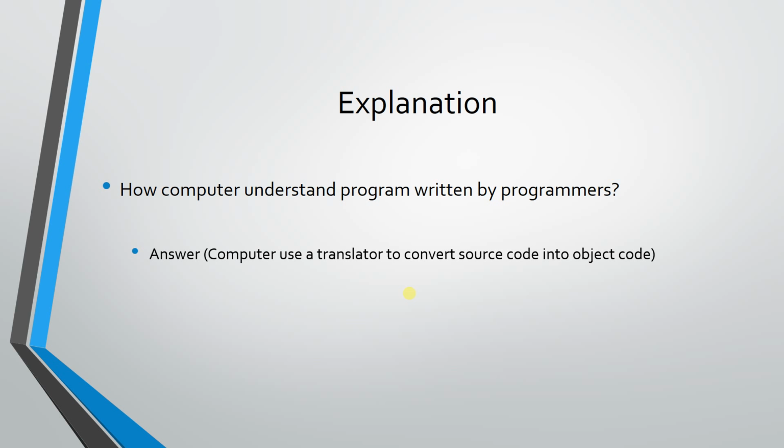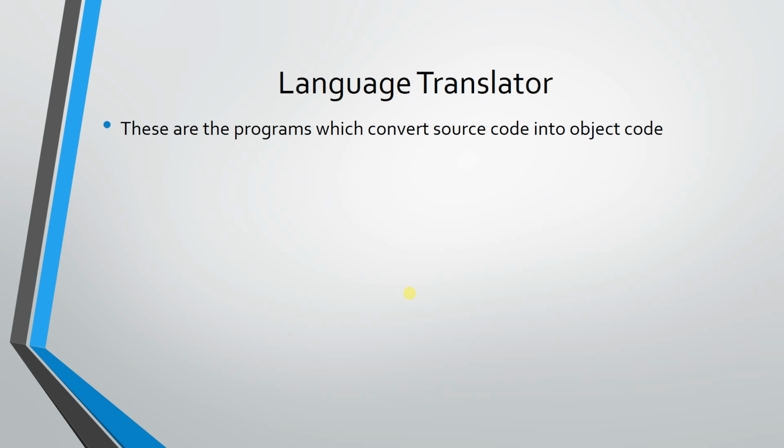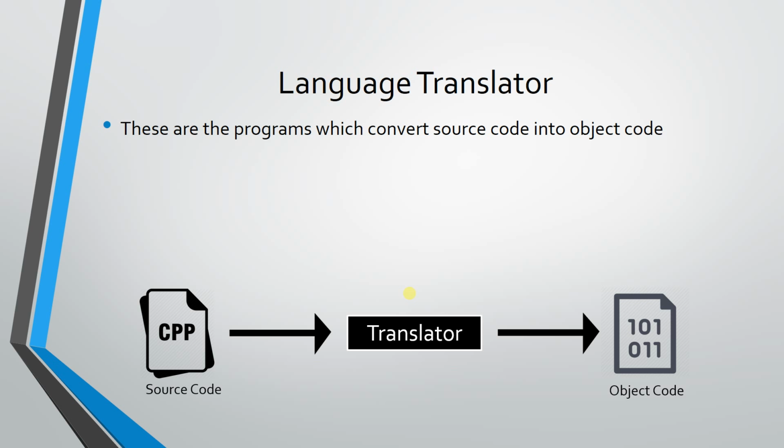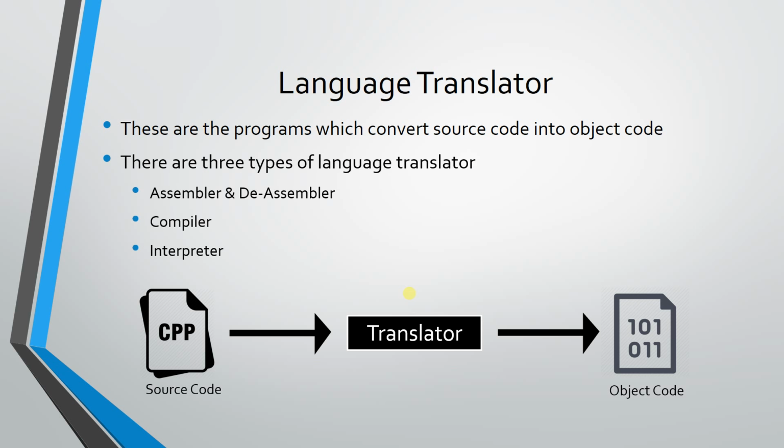So what the computer does is it uses a translator tool, a translator program which converts or translates the source code into the object code or machine code. So these are the programs which convert source code into the object code. Like if we have a C++ program source code, what the translator is doing is just translating the source code into the object code, into the binary form. So there are three types of language translators. Assembler and deassembler is one of them, compiler and interpreter.